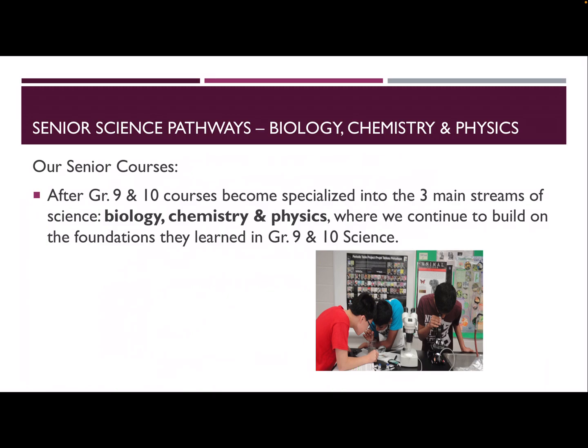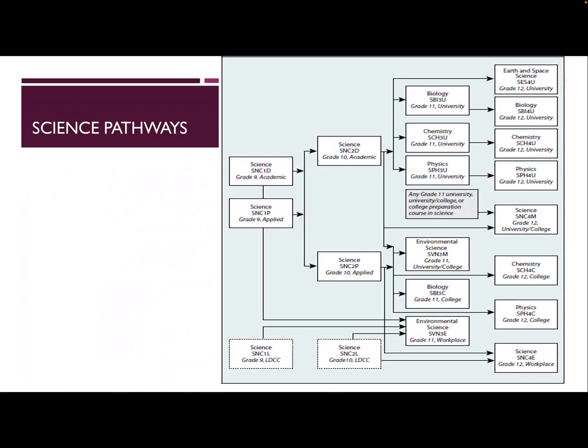So once you get into the senior science, our pathway starts to split, and it's no longer just called science. It splits into the 3 main streams, so it gives students an opportunity to specialize in the field of science that they're interested in. And so here we continue to build on the foundations that they learned in grade 9 and 10. The diagram here you can see is a pathway.